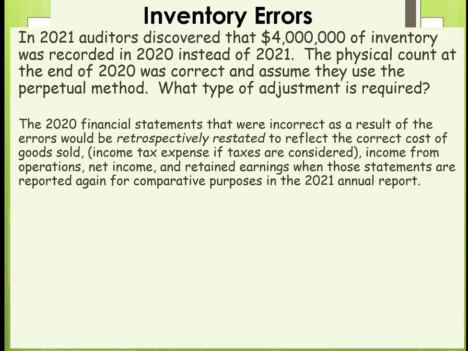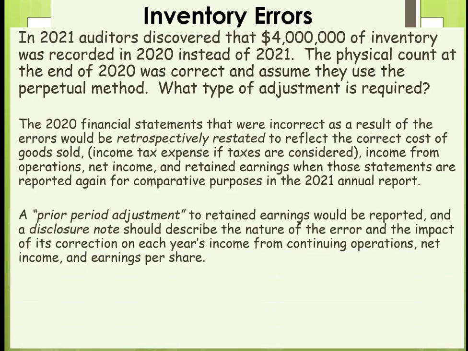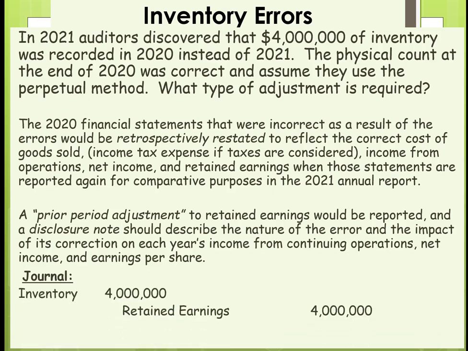The 2020 financial statements that were incorrect as a result of the error would be retrospectively restated to reflect the correct cost of goods sold, income tax expenses if taxes are considered, income from operations, net income, and retained earnings when those statements are reported again for comparison purposes in the 2021 annual report. A prior period adjustment to retained earnings would be reported. A disclosure note should describe the nature of the error and the impact of its correction on each year's income from continuing operations, net income, and earnings per share. Now, what does our journal look like? There it is. We would debit inventory and credit retained earnings.